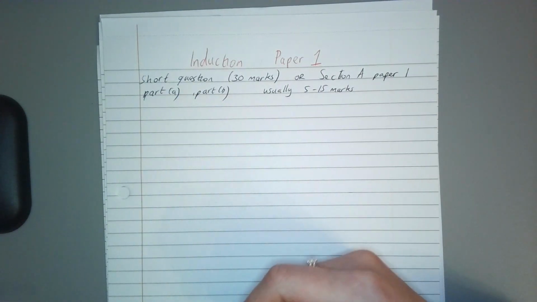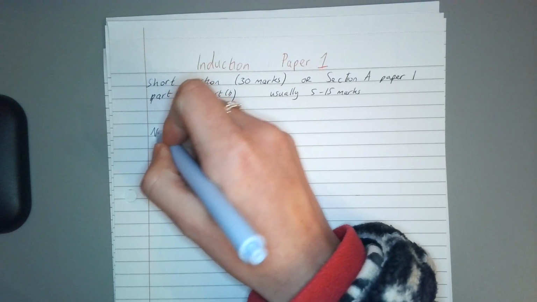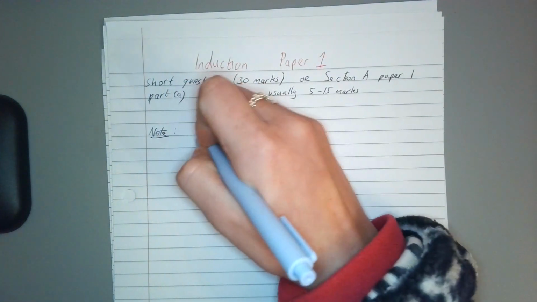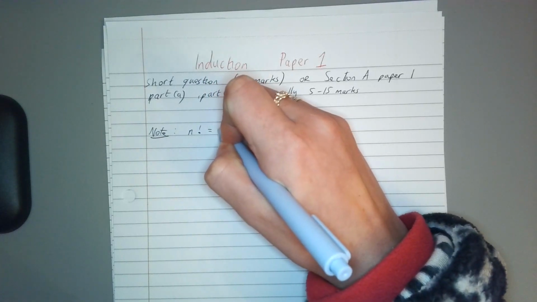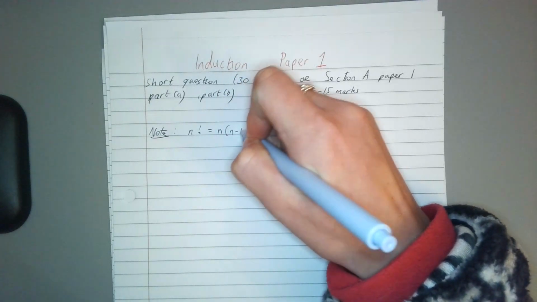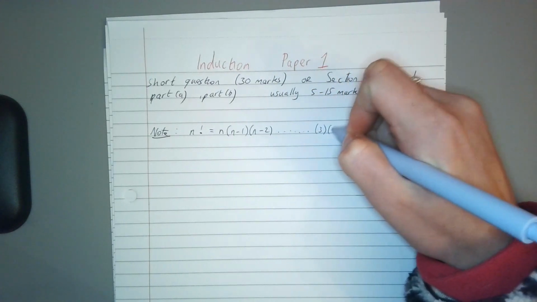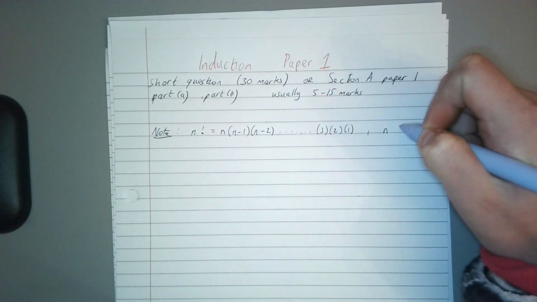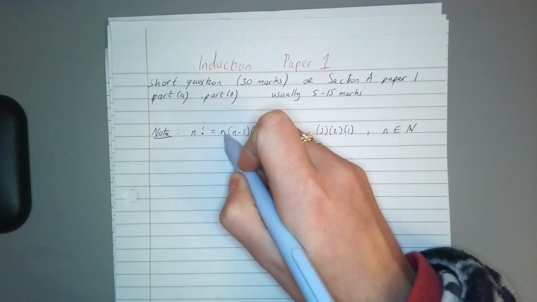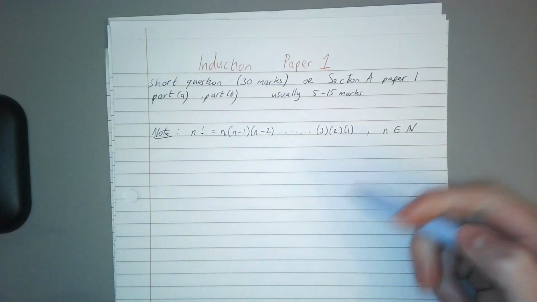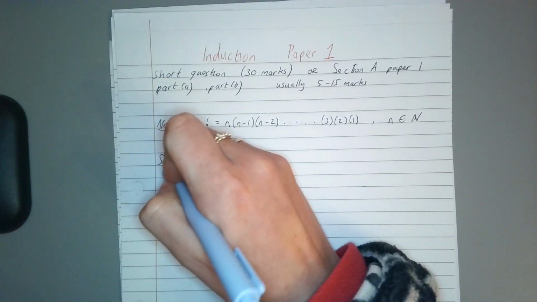Okay, so there's just a few things that we have to get into before we get into the actual proofs. So a note, first of all, is from our probability in paper 2 actually, is n factorial, which is n times n minus 1 times n minus 2 ... times 3 times 2 times 1, where n is an element of natural numbers, or N. So that was just our factorial that we had from paper 2, and we're going to use that later on in our proofs. So what we'll start with first is summations.